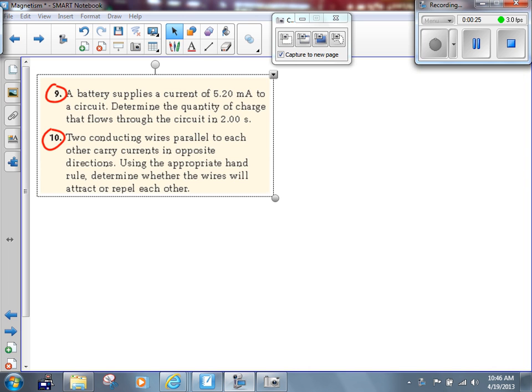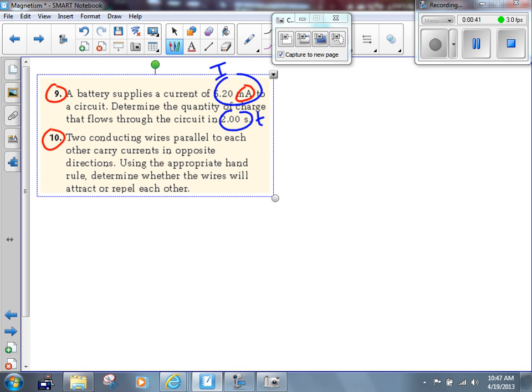9 and 10 today. Number 9 says the battery supplies a current of 5.2 milliamps in the circuit, determine the quantity of charge that flows in the circuit for 2 seconds. So we've got a current here of 5.2 milliamps. We've got a time of 2 seconds. We're looking at the charge, looking for Q. Which equation is it exactly that we're going to use to find the amount of charge given the current, given the time?